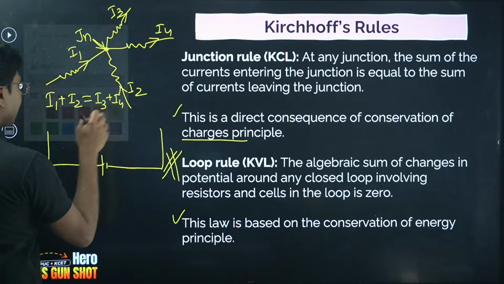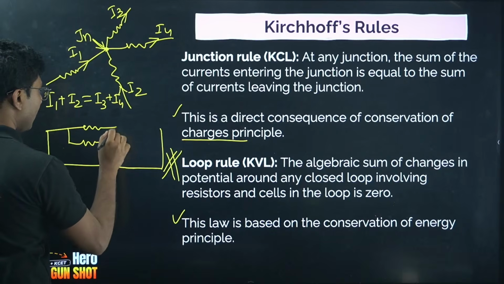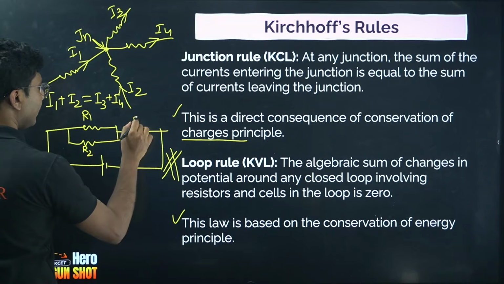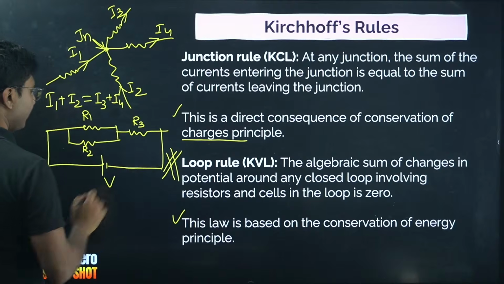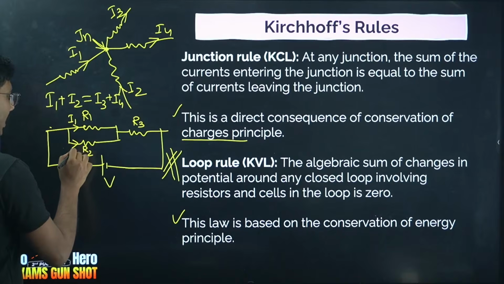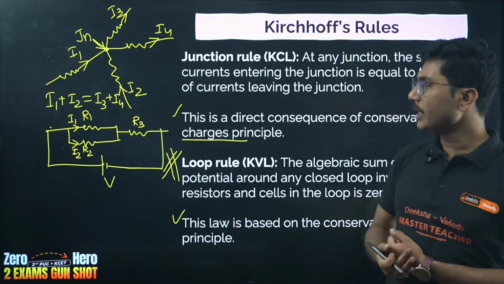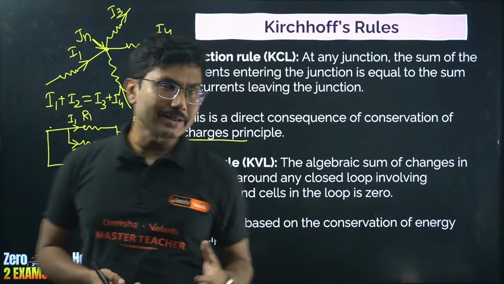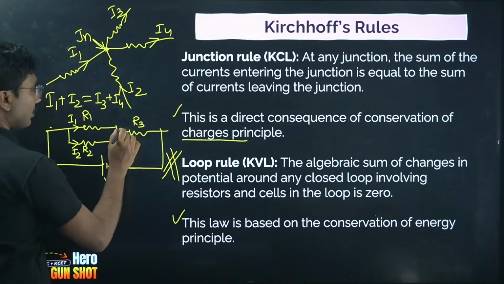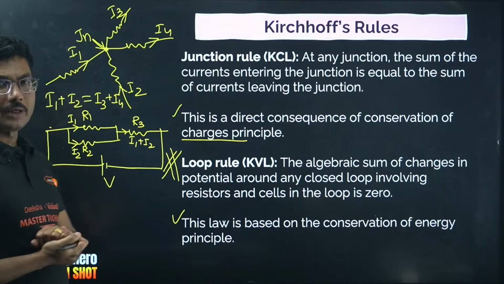Suppose, let me complicate the circuit a little bit. Suppose this is R1, then we have R2, and then we have one more resistance. So this is R1, R2, R3, and this is say voltage V. Now suppose the current through this is I1, current through this is I2. Whenever you are solving a question, the first step is to divide the currents using the junction rule. So I1 through R1, I2 through R2, so total current should be I1 plus I2.